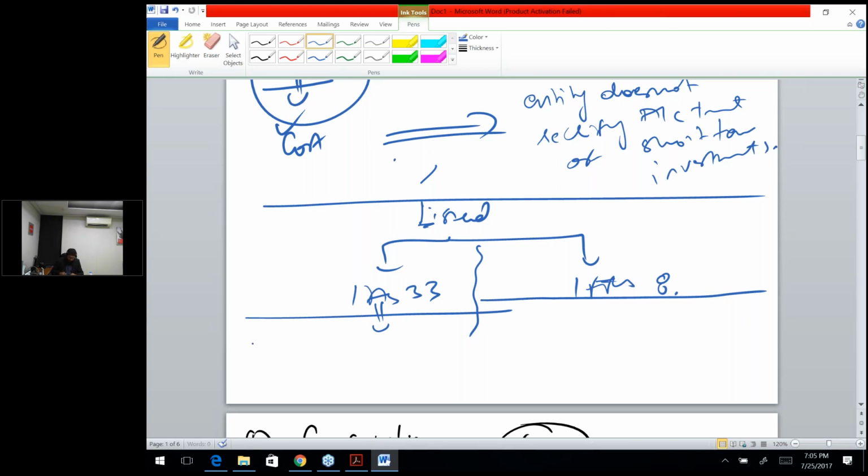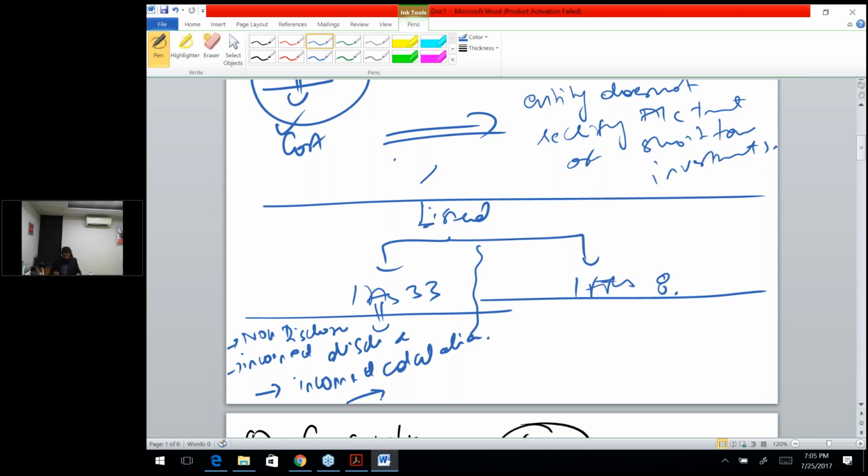And what could be those multiple risks? Number one of them is non-disclosure or incorrect disclosure. Another one of them could be incorrect calculation.